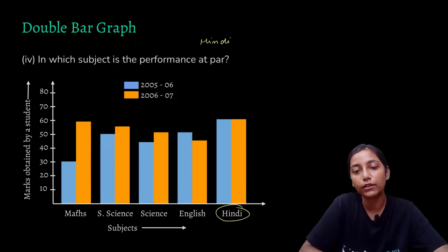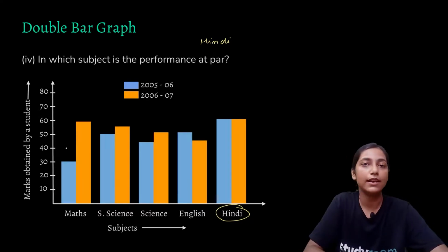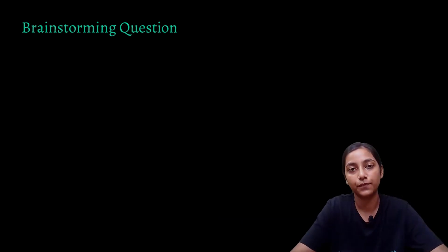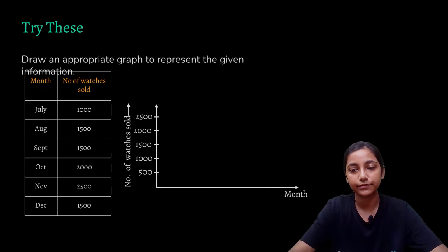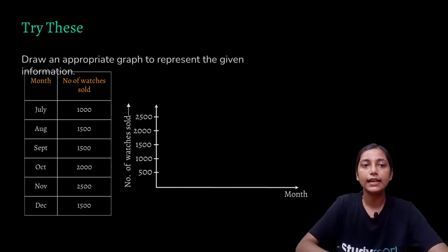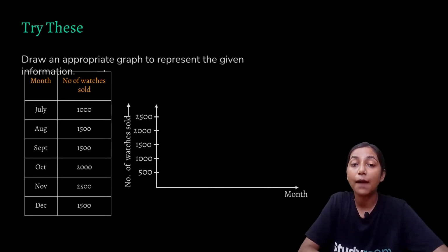So in this, just the order will change, but not the values. So this is the answer for the brainstorming question. Now we need to try these. We need to first draw an appropriate graph to represent the given information.